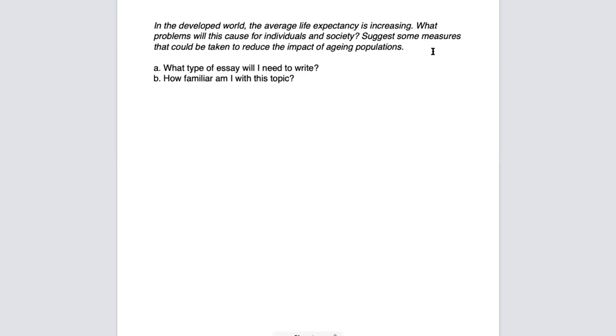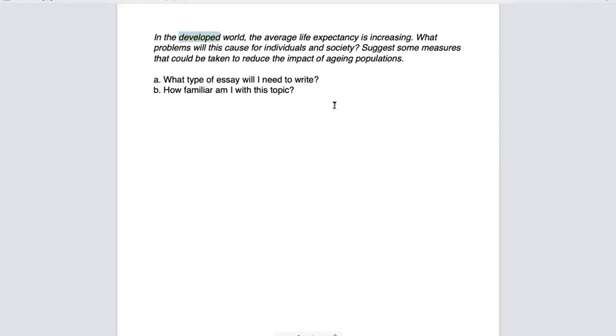Let's read it again, and as we read it, I'm going to highlight the key words. So in the developed world, this is actually quite important because we're talking about a specific type of country, developed world. We're not talking about third world countries, for example. Developed world is what we have to be focusing on, okay? The average life expectancy, I would say this is also important because it's our subject and it is increasing.